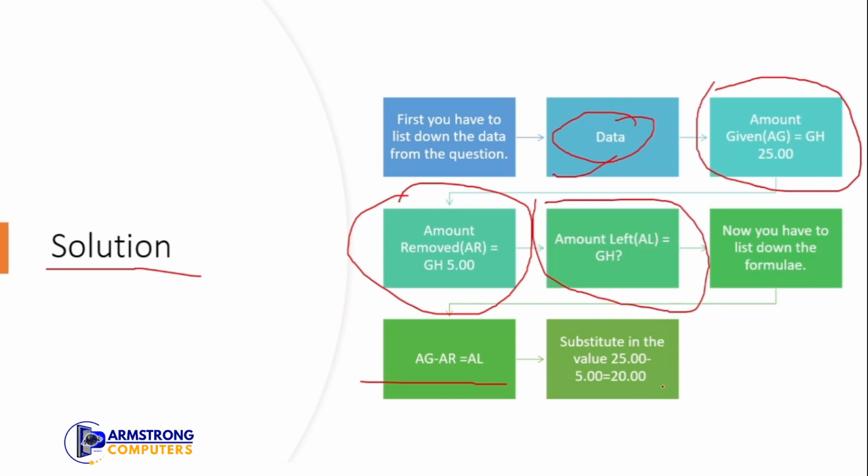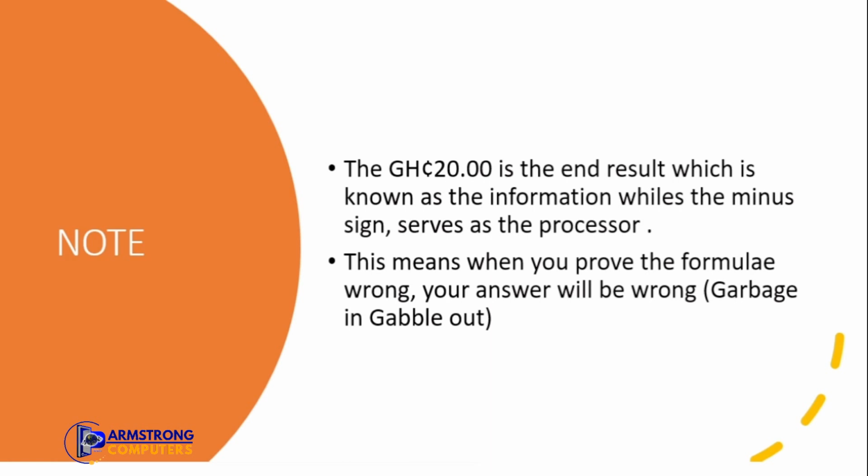So the amount given, which is 25 Ghana cedis, minus the amount removed, which would then give us the amount left, being 20 Ghana cedis. So the amount removed from the amount given will give us 20 Ghana cedis. As you can see in the chart here, this is the way the computer processes data into meaningful information. But take note, the 20 Ghana cedis is the end result, which is known as the information.